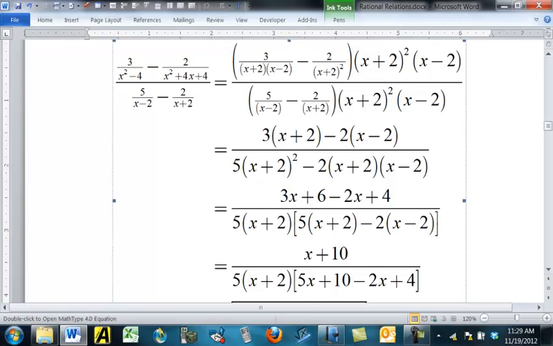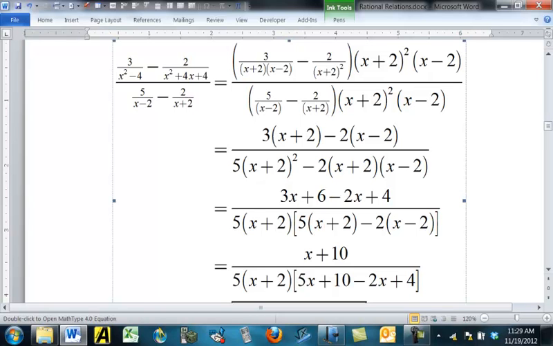In the second part we have our negative 2 times, well, the x plus 2's cancel, both of them, and you got x minus 2. This one, the x minus 2 cancels, so we get x plus 2 squared times our 5. And the next one, one of the x plus 2's cancel, but we still have the other x plus 2 and the x minus 2 times our negative 2. Now, multiply out, distribute: 3x plus 6, negative 2x plus 4.